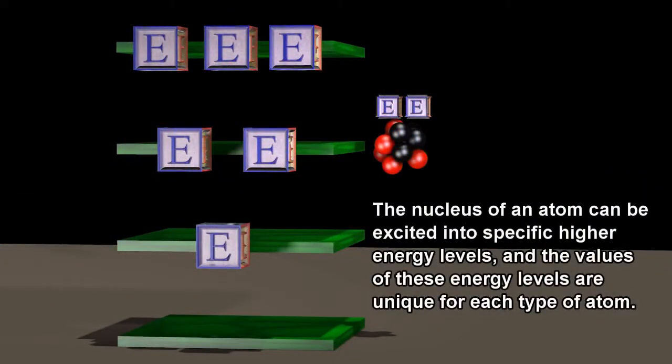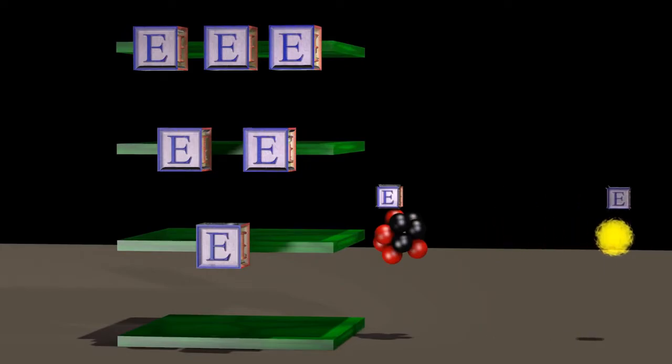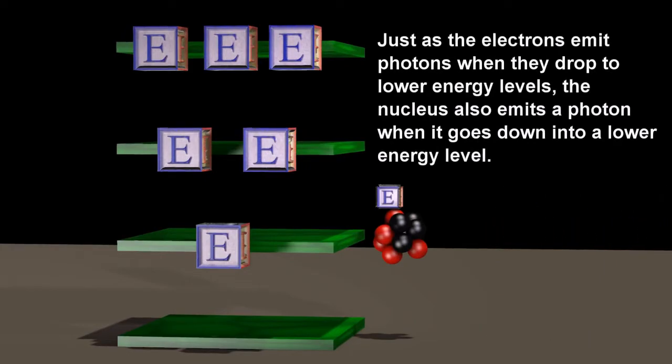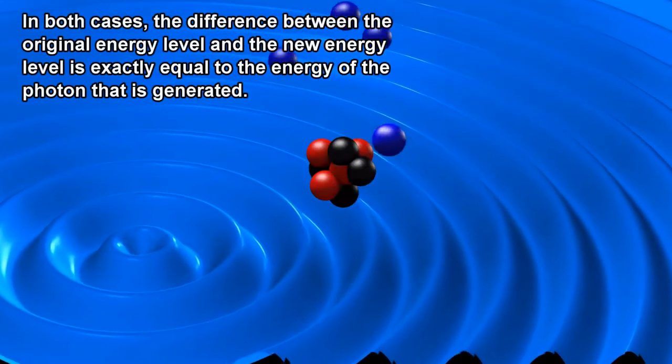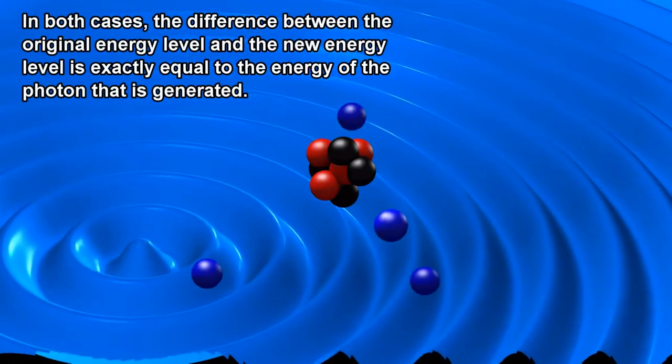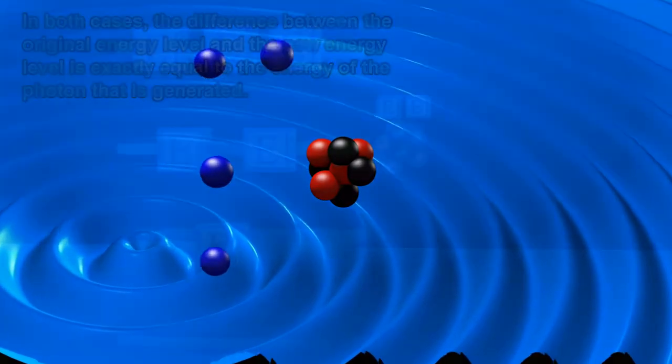The nucleus of an atom can be excited into specific higher energy levels, and the values of these energy levels are unique for each type of atom. Just as the electrons emit photons when they drop to lower energy levels, the nucleus also emits a photon when it goes down into a lower energy level. In both cases, the difference between the original energy level and the new energy level is exactly equal to the energy of the photon that is generated.